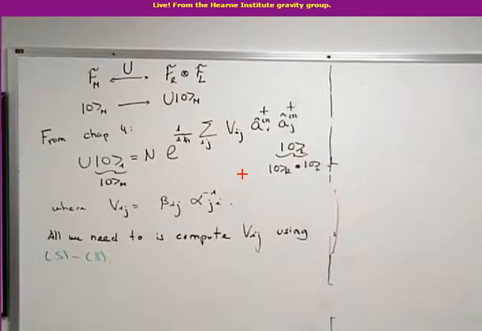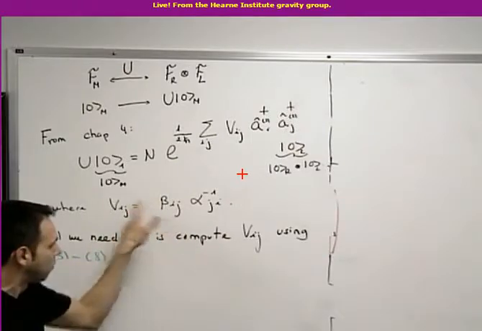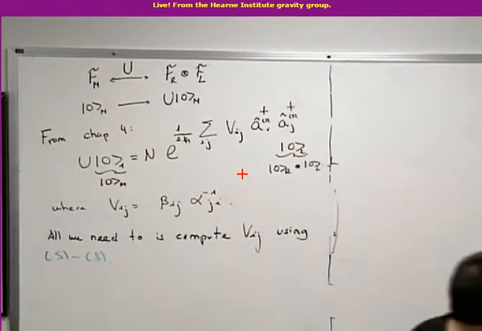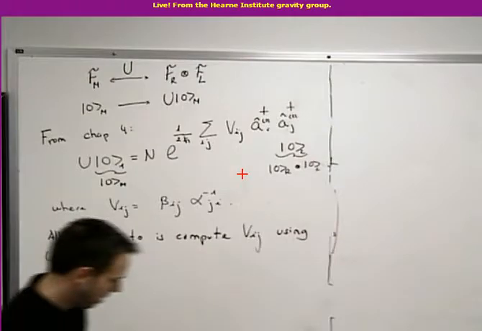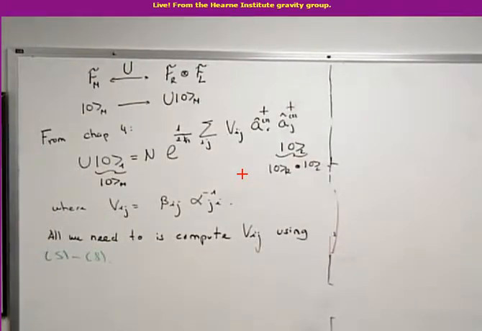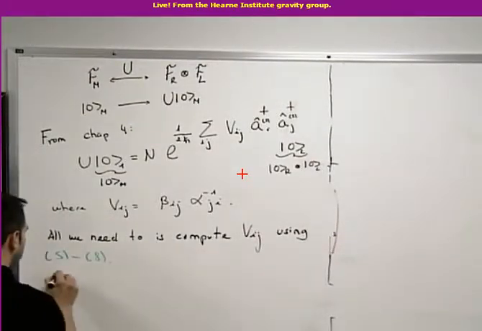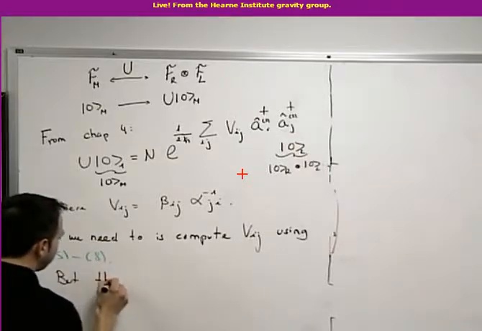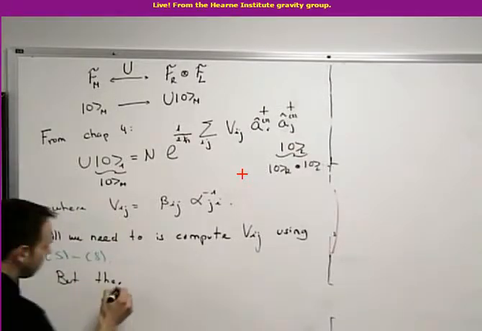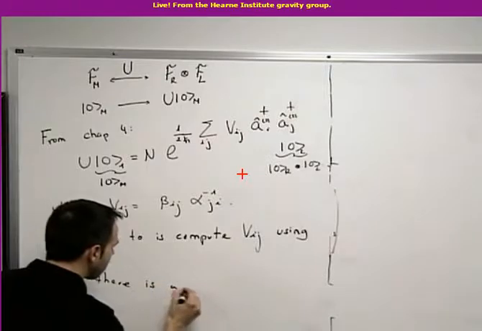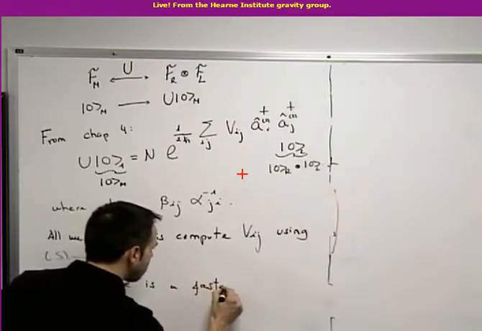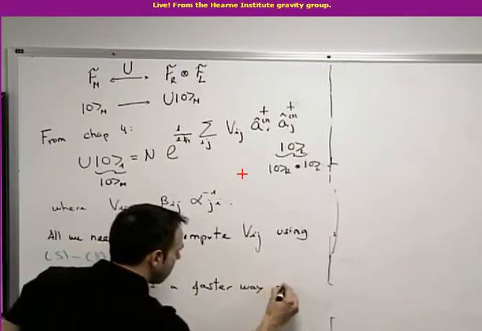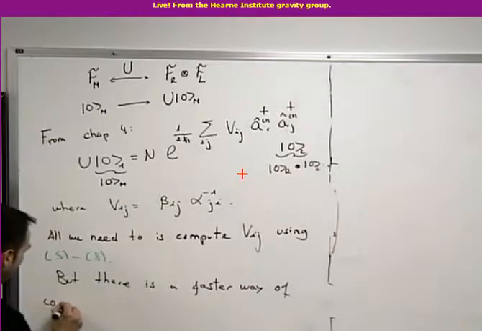So this could be an exercise. I just give you those beta, you plug them there, and you compute it. Maybe it's not simple because these are matrices, so you have to be careful. But there is a faster way of computing V, and this is what I'm going to do.